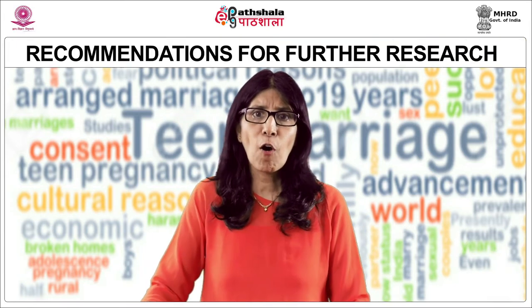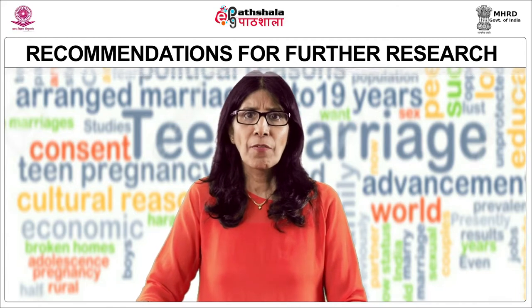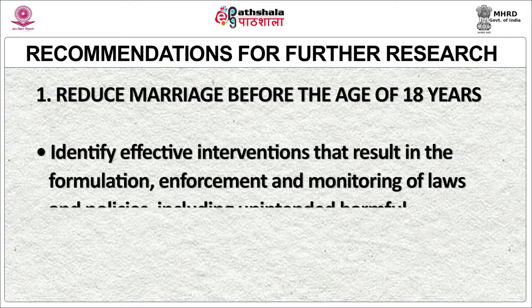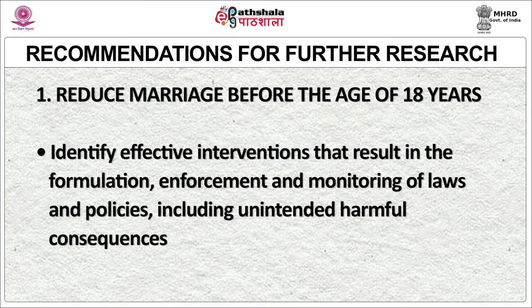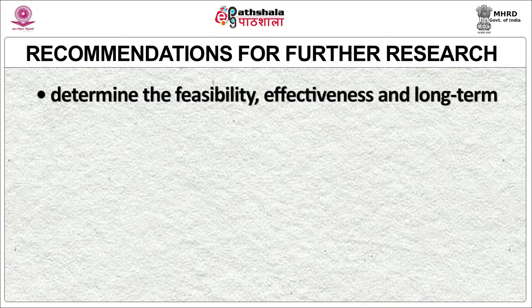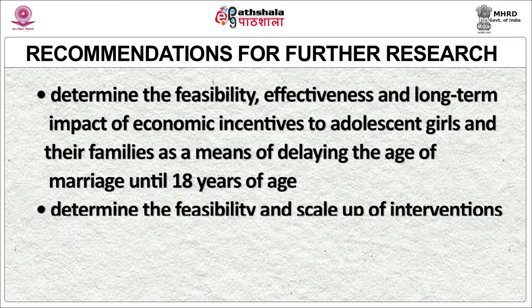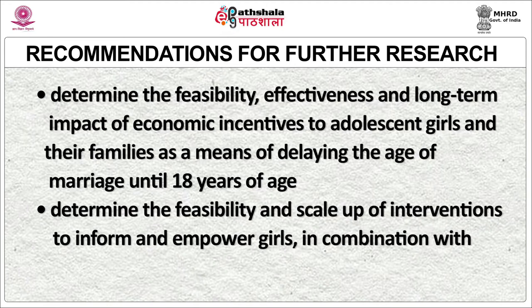Recommendations for further research include: reduce marriage before the age of 18 years, and also undertake research for identifying the effective interventions that result in the formulation, enforcement, and monitoring of laws and policies, including unintended harmful consequences. Also, research can be undertaken to determine the feasibility and effectiveness and long-term impact of economic incentives to adolescent girls and their families as a means of delaying the age of marriage until 18 years of age.